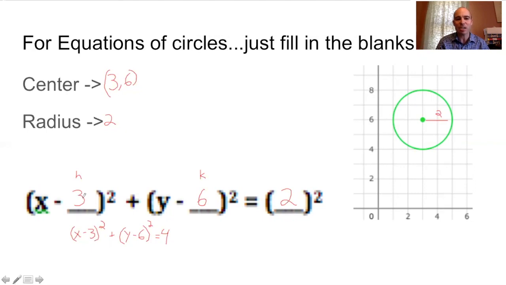What minus 3 equals 0? Well, it's 3 minus 3 equals 0. And what minus 6 equals 0? Oh, it's 6 minus 6 equals 0. So that tells you kind of where the center will be, what you have to do to zero this out.